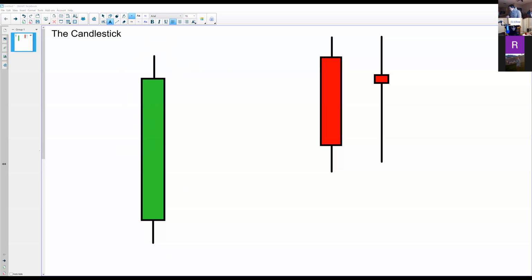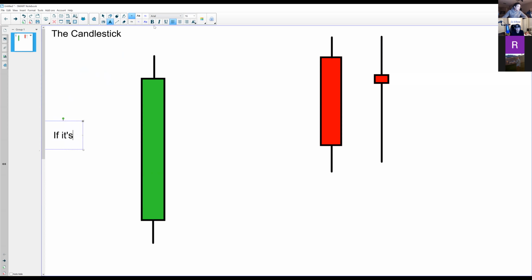If it's green, I always see green as being good. So if it's green, it's good, meaning its value went up. Okay, so now let's break down what this is.